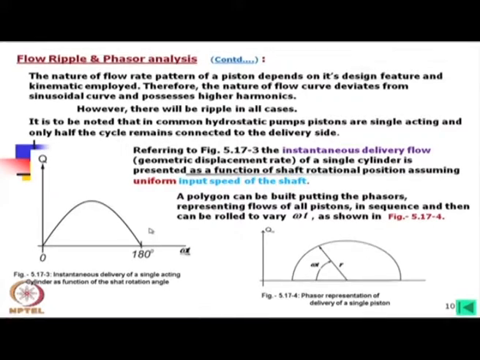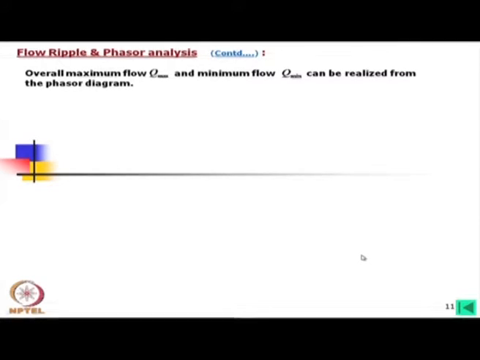A polygon can be built by putting the phasors. What is a phasor? This is used in electrical analysis. You can consider a phase, say R is the arm, then amplitude you can calculate as R sin theta, and at any instant that is the amount of delivery. So, this is called a phasor. Now, for all the pistons, if we draw their phasors together, we will get a polygon. Overall maximum flow Q max and minimum flow Q min can be realized from the phasor diagram.